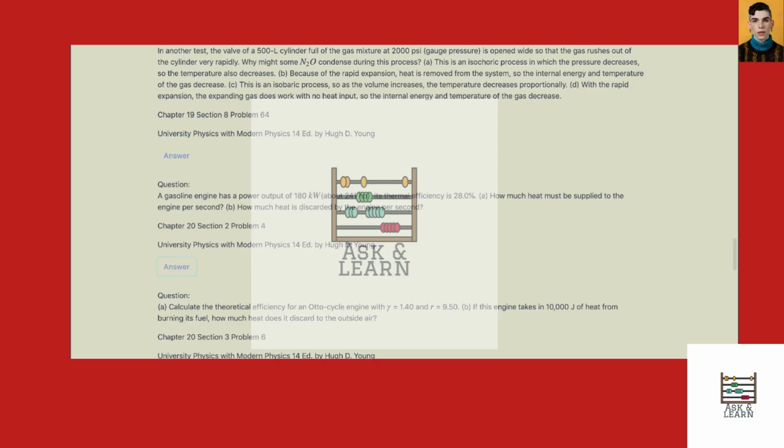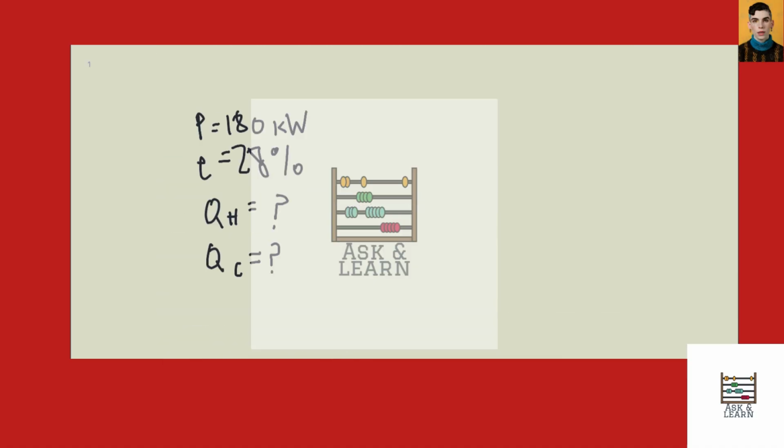A gasoline engine has an output power of 180 kilowatts. It has a thermal efficiency of 28%. How much heat must be supplied per second, and how much heat is discarded per second? Okay, so this problem gives us power.